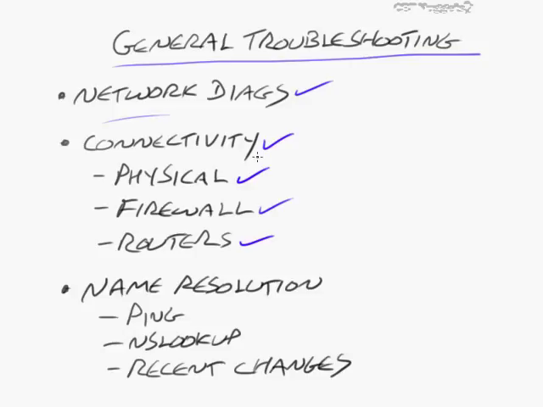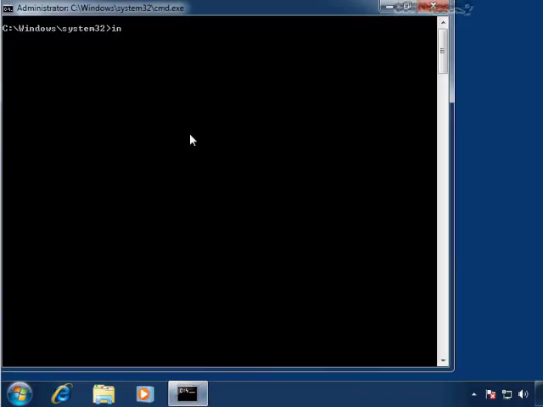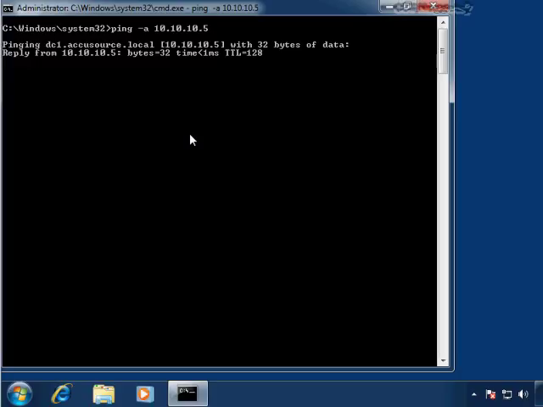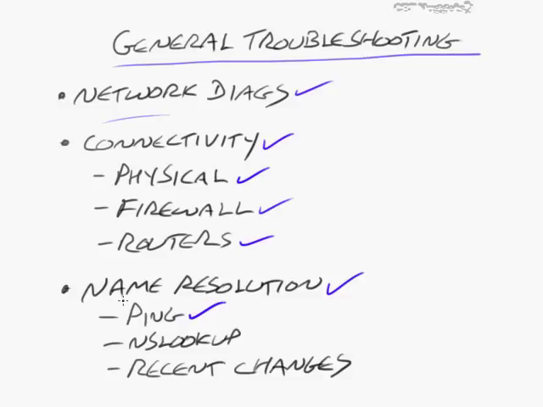And then with name resolution, you can also ping. Again, one way to ping, by the way, to do name resolution would be, let me just go back into this, a ping -a. That would say, show me the name of 10.10.10.5. And it would return to me that the name of that computer is dc1.accusource.local. So that's one of the ways that you can use ping in conjunction with name resolution.